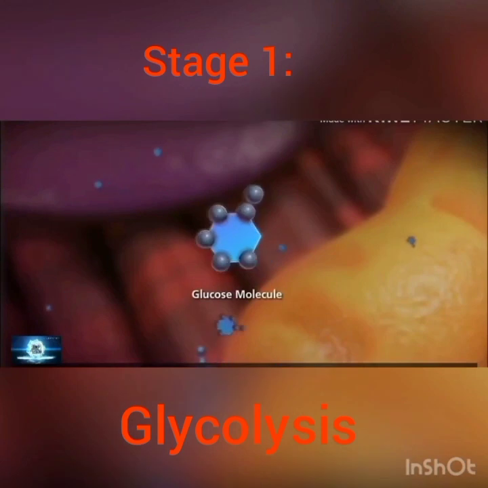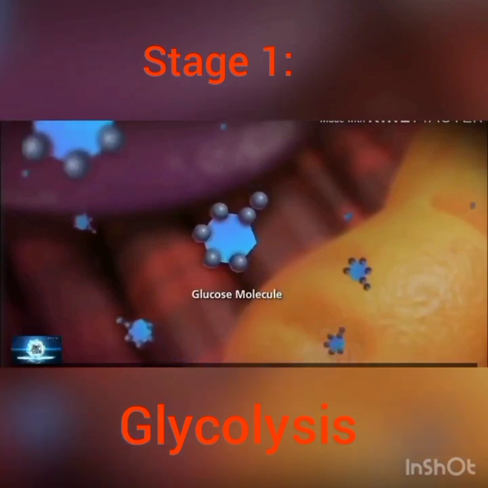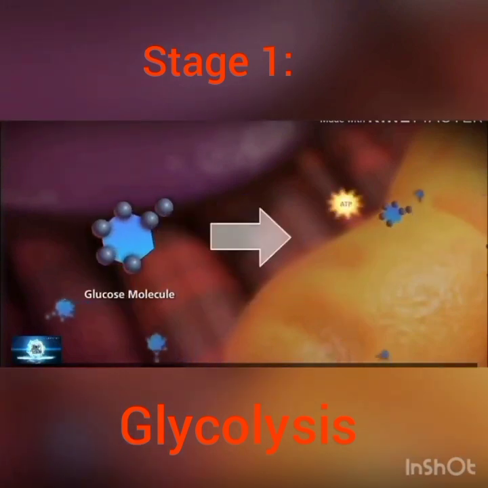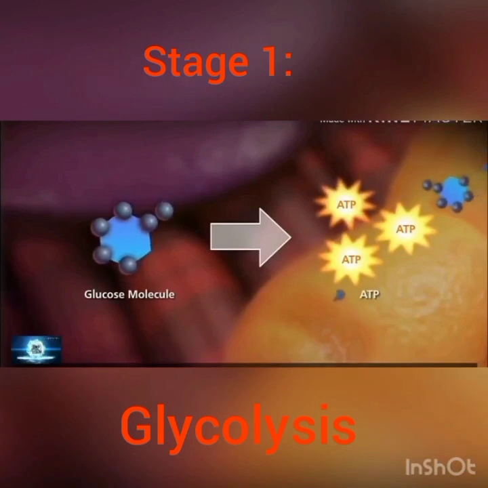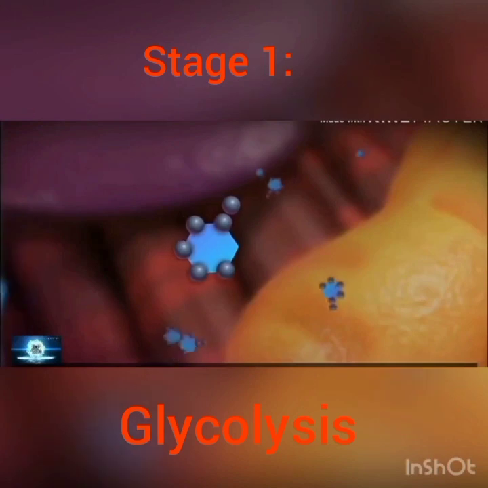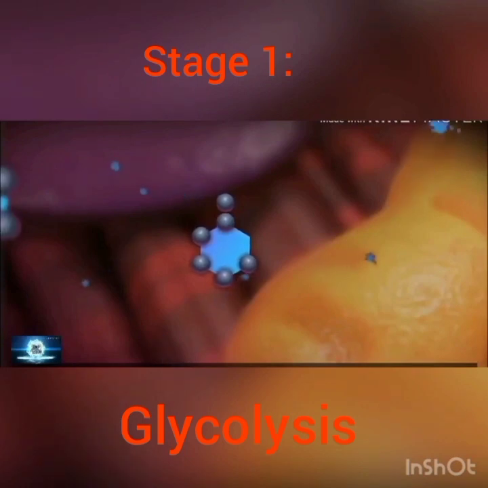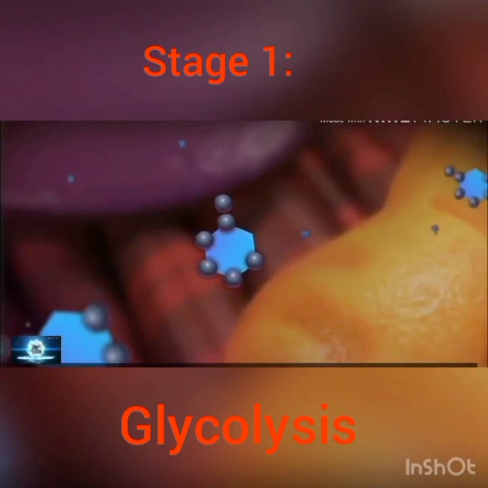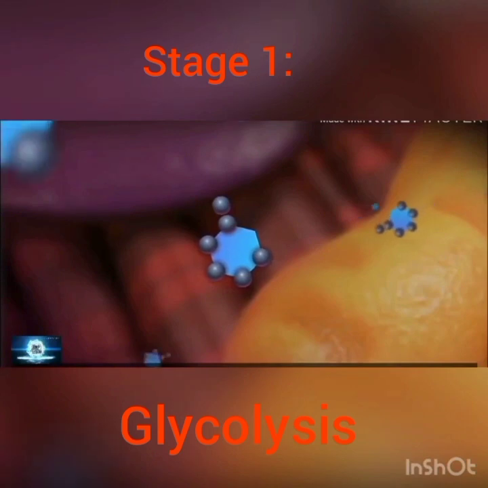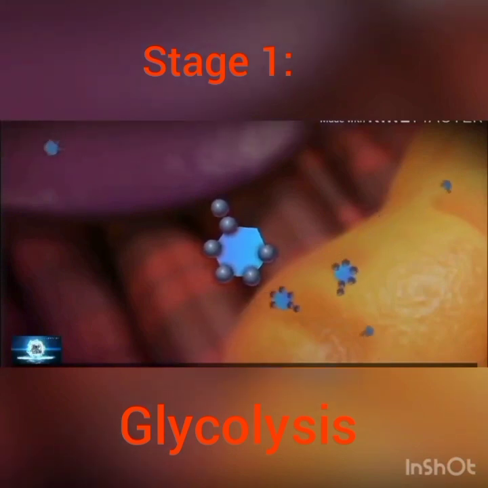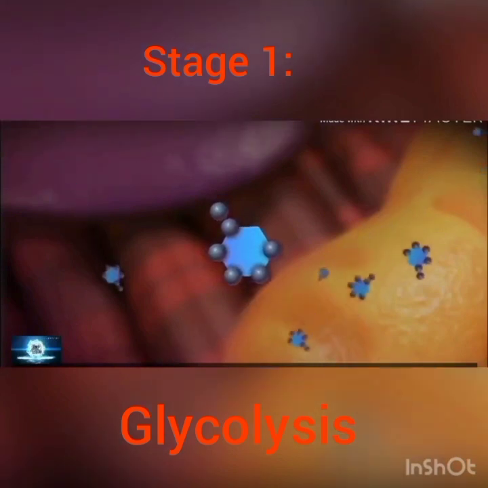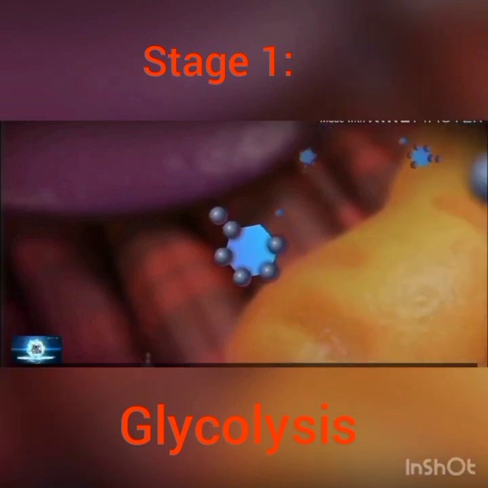Glycolysis literally means splitting sugars, and it is the first step of cellular respiration, occurring in the cytoplasm of the cell. Glycolysis consists of two distinct phases, an energy investment phase and an energy harvesting phase. In the energy investment phase, two ATP molecules transfer energy to the glucose molecule, forming a 6-carbon sugar diphosphate molecule that splits, and the energy harvesting phase begins.